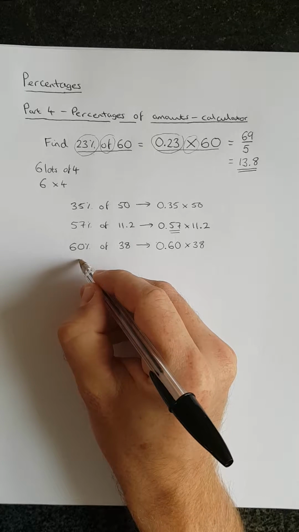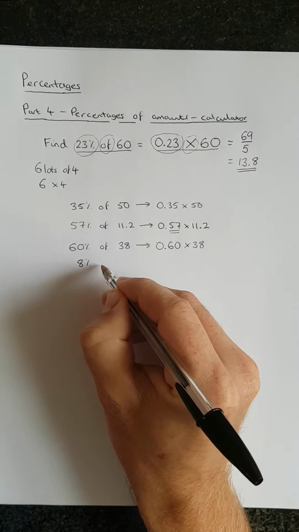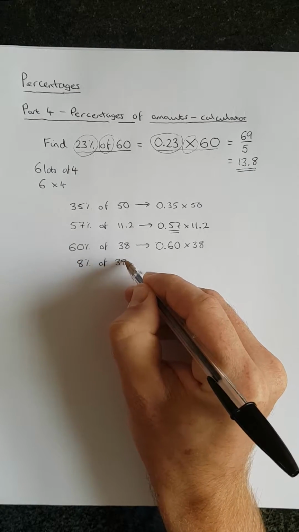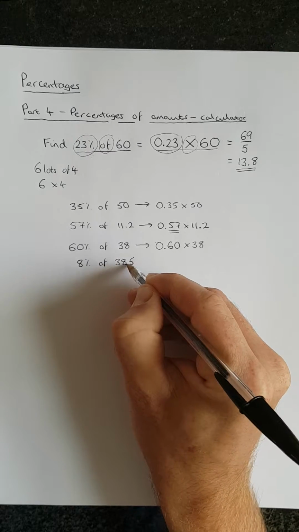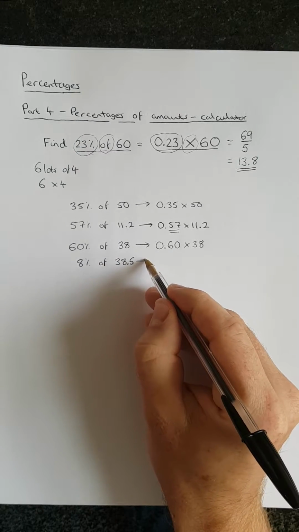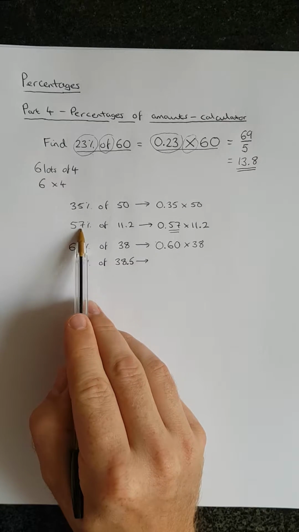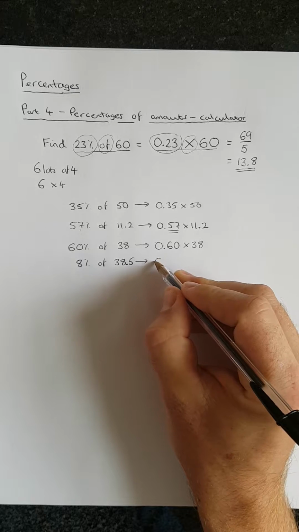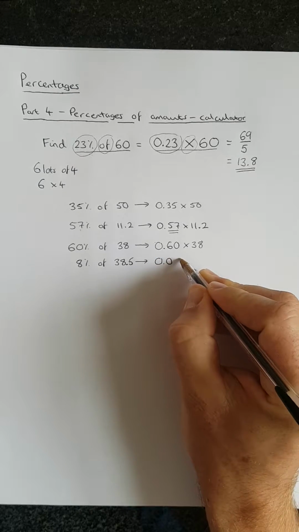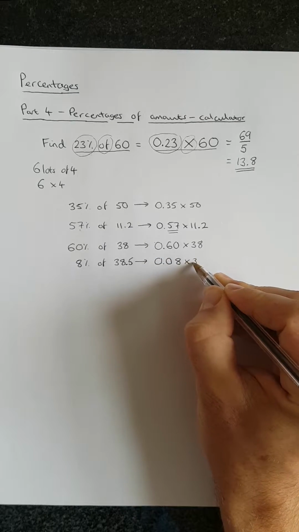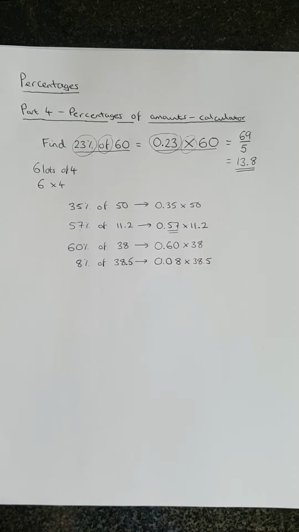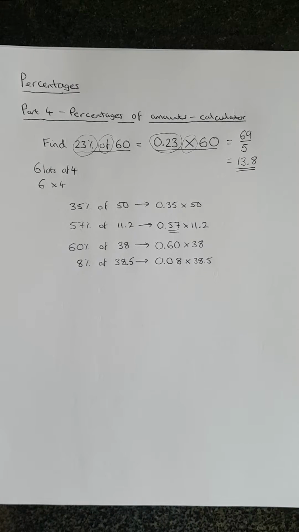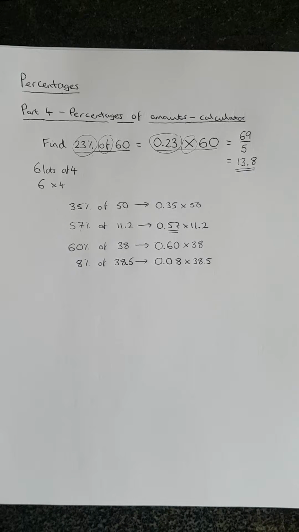Let's do another one that will help us with this. Let's do 8% of 38.5. Look at how you wrote the 7% in 57. So it's 0.08. This would be a good time to pause the video and write these down.